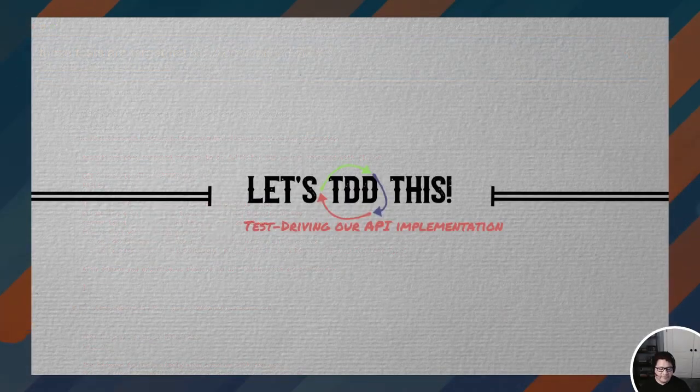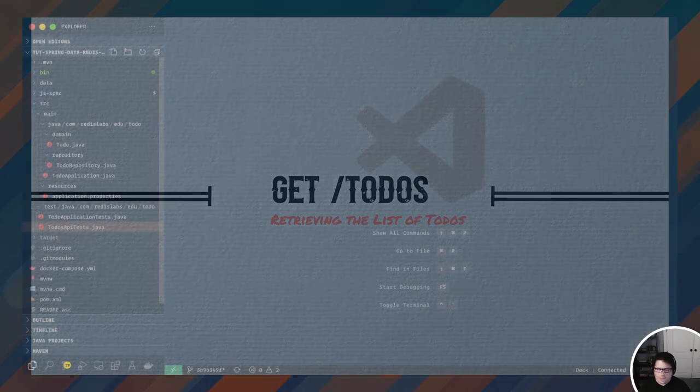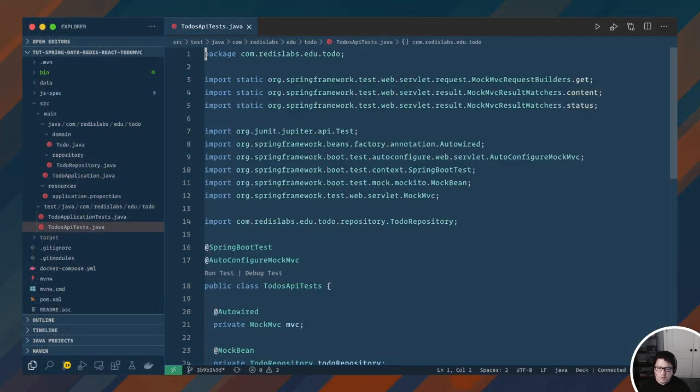Okay, so the first feature we're going to tackle is how to get the full list of to-dos. And as I mentioned before, we're going to do this in a TDD fashion. All right, so first let's take a look at a test that would actually set the scene for our red stage of the TDD cycle. I'm going to bring up the to-dos API tests. So this is the class that's going to contain all of our controller tests.